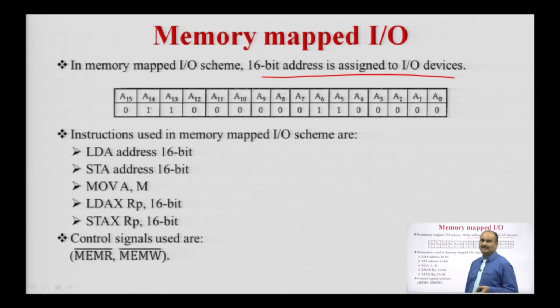So, here the input output device is considered as a memory device in the memory mapped input output scheme, where the address lines are A0 to A15, 16 address lines. The instructions are all memory related instructions: LDA, STA, MOV A, M, LDX RP, STX RP. The control signals are memory read and memory write control signals.